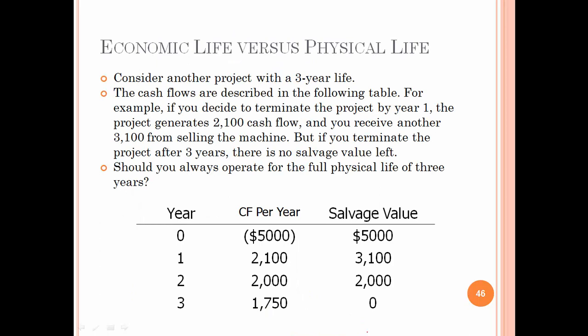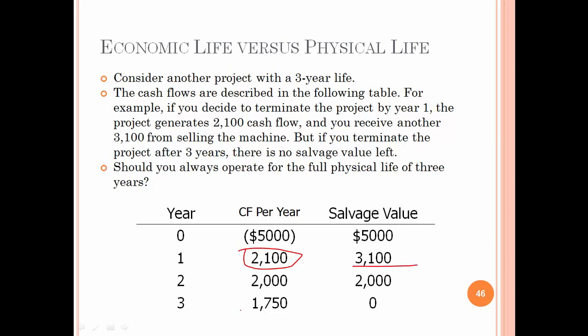Now let's take a look at the so-called economic life of a project. Consider another project with a 3-year life. The cash flows are described in the following table. For example, if you decide to terminate the project by year 1, you can sell the machines. The project itself generates 2100 cash flow in year 1. And by selling the machines, you receive another 3100.